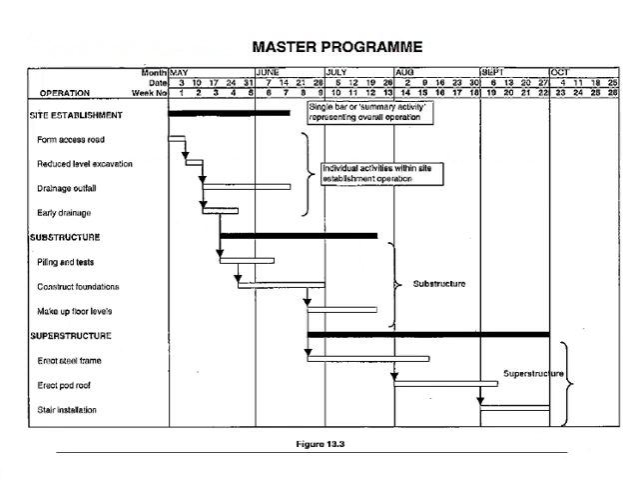So your basic master program, which all of you should be familiar with by now, is from this example that they included here: your access road, reduced levels, drainage outfall, early drainage, and so forth. So it's your site establishment that you've got there, then you've got your substructure, your superstructure. So it's a very broad program that gives you a start and an end with specific items in between when they should finish.